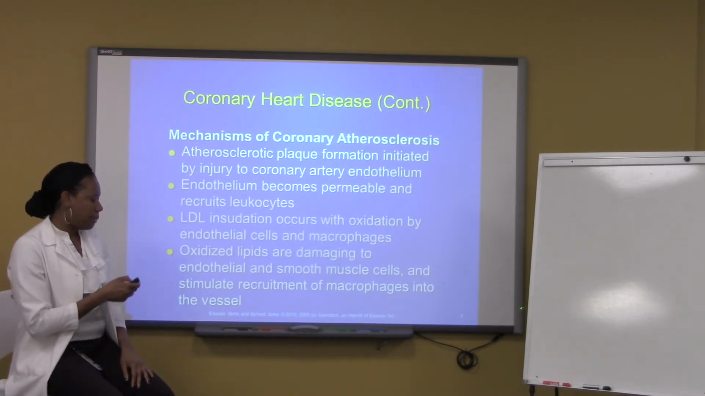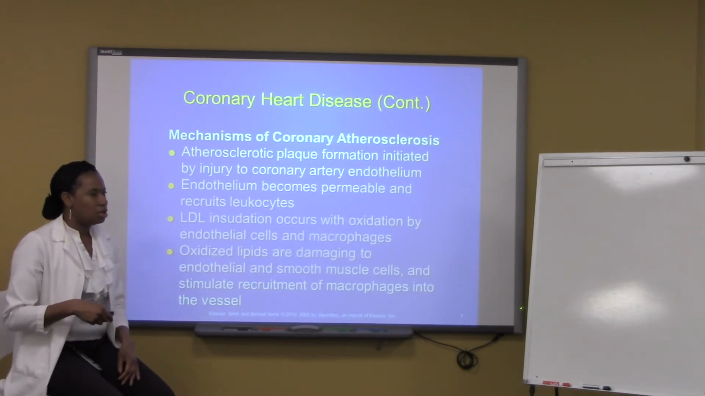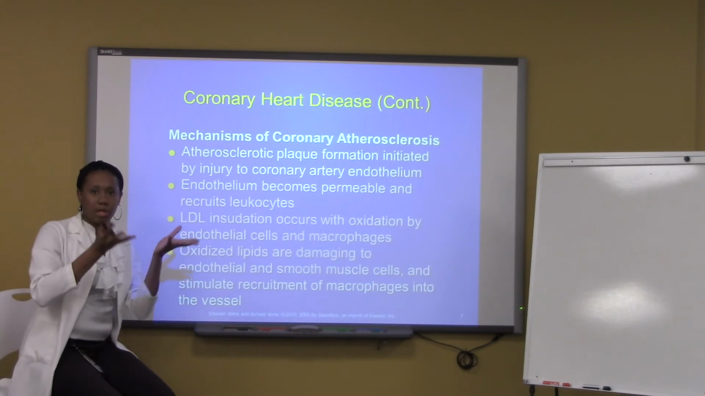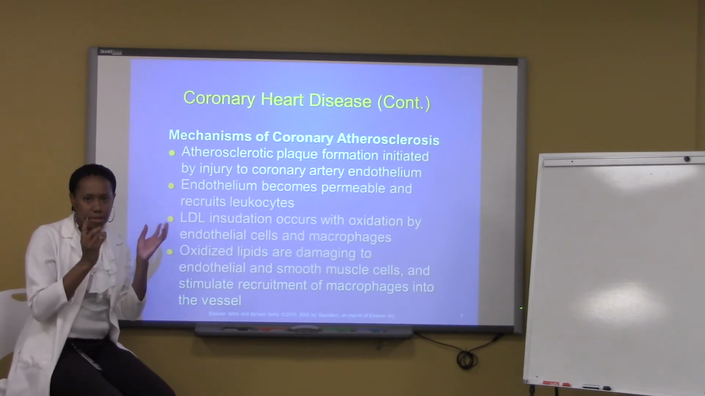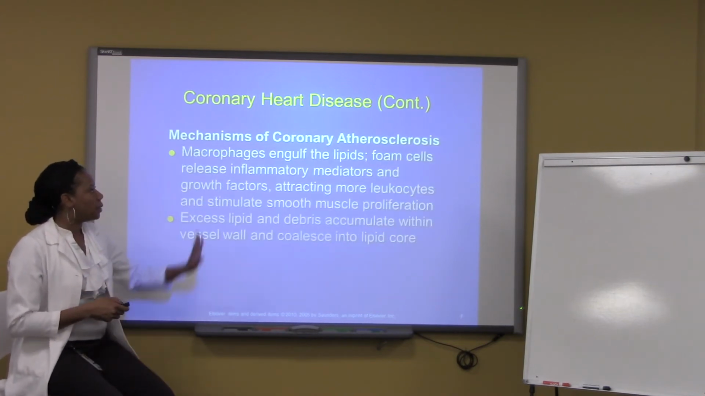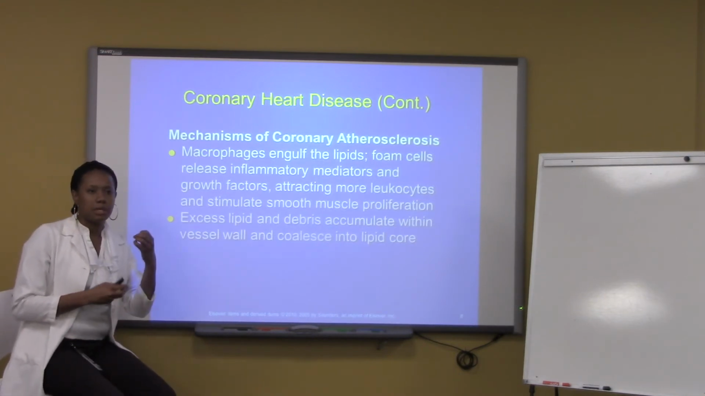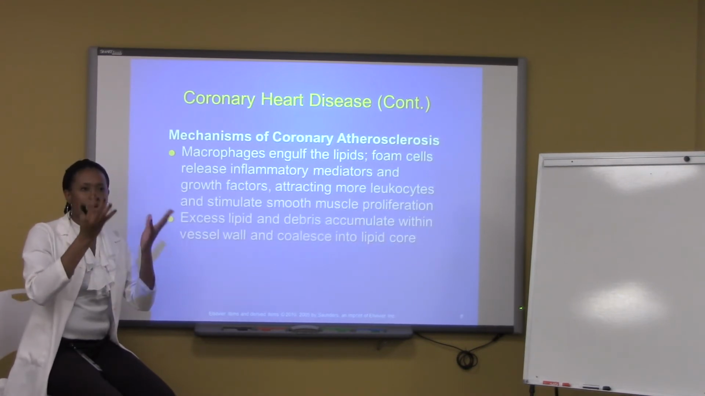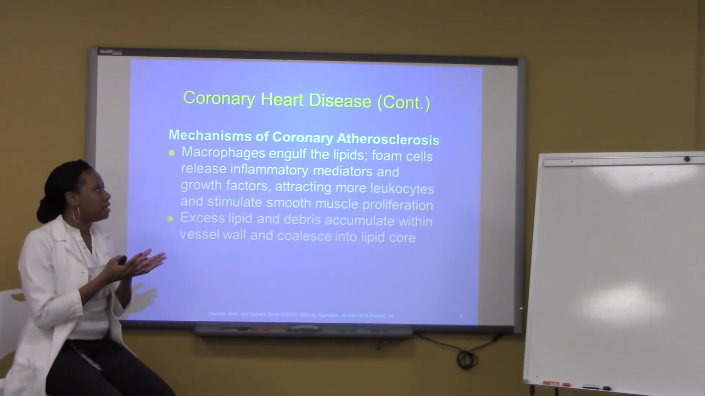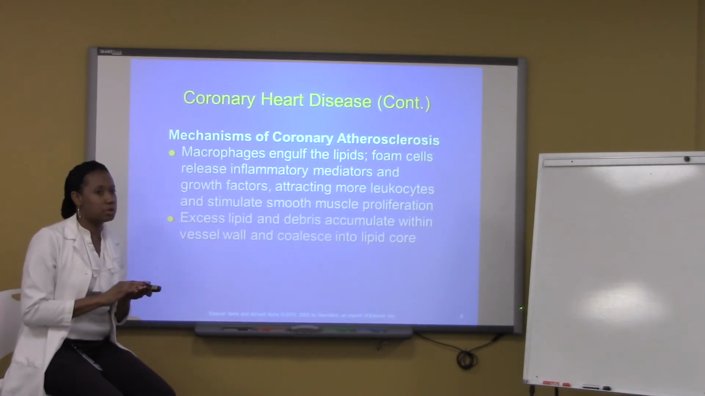And so what happens here is the oxidized lipids are damaging to the endothelium and smooth muscle cells, and they stimulate recruitment of macrophages to the vessel. So when it recognizes that it oxidizes and makes this bigger mess, now we're recruiting more macrophages to the area, which is now going to make a bigger mess, if that makes any sense. So when macrophages come to the area here, they will engulf the lipids, and because they're not really breaking it down, it actually now turns into something called a foam cell. So foam cells are released, and they do release inflammatory mediators and growth factors, attracting more leukocytes.